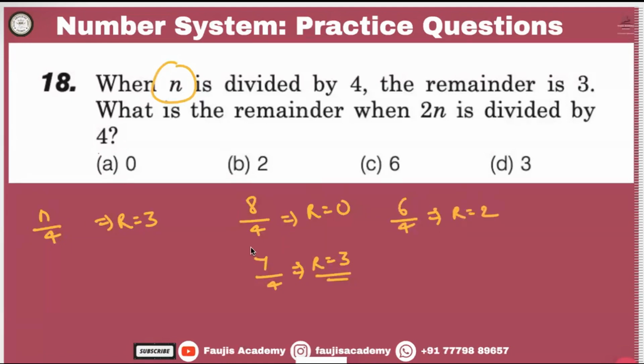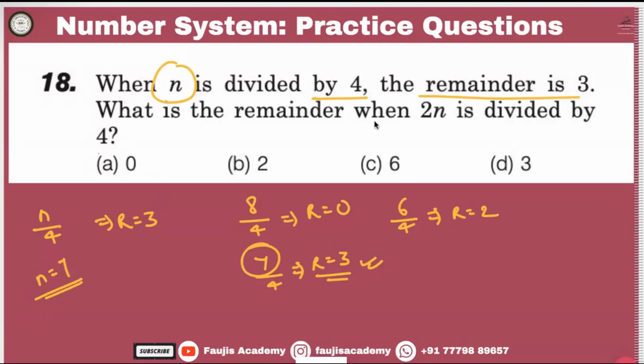2. We see over here, when n is divided by 4, the remainder is 3. So what is that n? n is 7. Can we assume something like that? Can we assume n is equal to 7? Yes or no? Yes, sir.